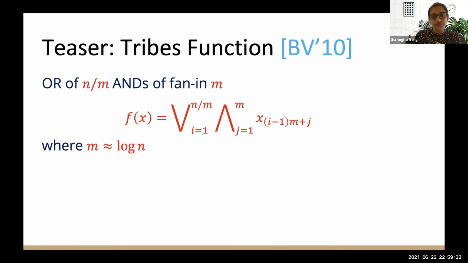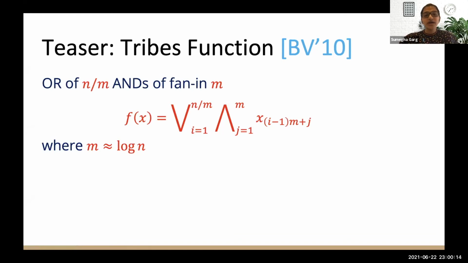As a teaser, let's look at this tribes function. What the tribes function does is it takes an n-bit input, divides it into n by m blocks of size m, takes the AND of each of these blocks, and then takes the OR of the n by m outputs of the AND functions. So this is a read-once formula, which is an OR-AND tree, where the fan-in of OR is n by m and the fan-in of AND is m. Think of m as approximately log n.